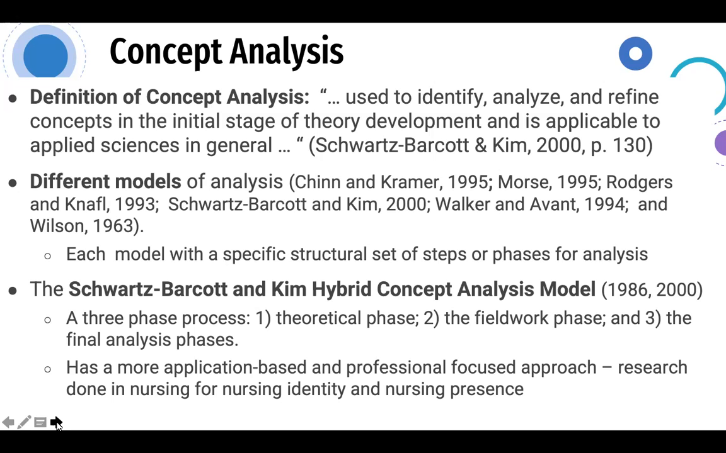I decided to use the Schwartz, Barcott, and Kim hybrid model. That is a three-phase process of 1, a theoretical phase, 2, a fieldwork phase, and 3, the final analysis phase. I chose this model because of the fieldwork phase. I was looking for a way to integrate my autoethnography data with the concept analysis of boundary crossing, and this model has been used for exploring nursing identity or nursing presence, something very similar to my own research of looking at the identity of a boundary crosser.